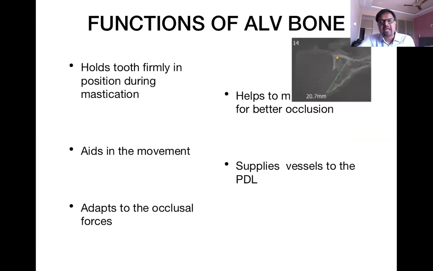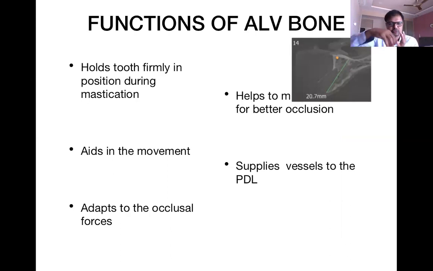Secondly, what does the alveolar bone do? It does a few things. Number one, the most important thing, it holds the tooth in position during mastication. It's like a housing. If you put a bulb into a socket, the socket holds the bulb. It's exactly the same thing. Your alveolar bone is holding the tooth in position, firmly, during mastication.